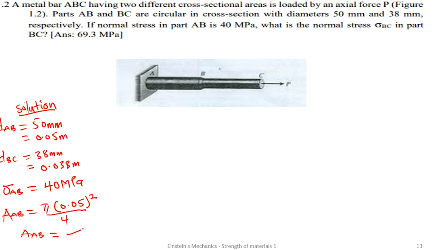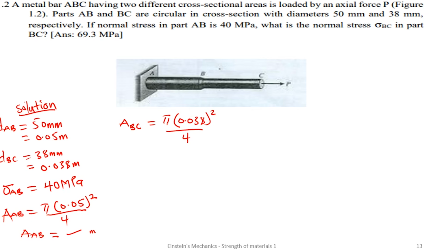So we have the area in meters. Are we good? Okay. So we can also calculate for the area in BC. So area in BC is also going to be pi D square on 4. We're also going to get a value for that.